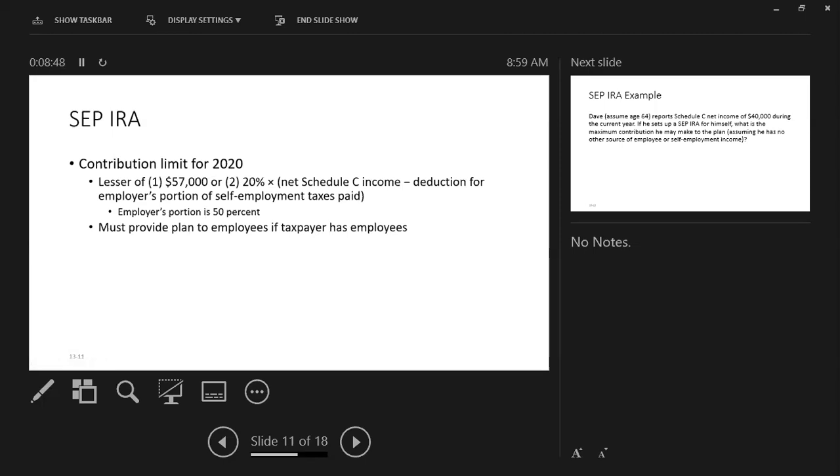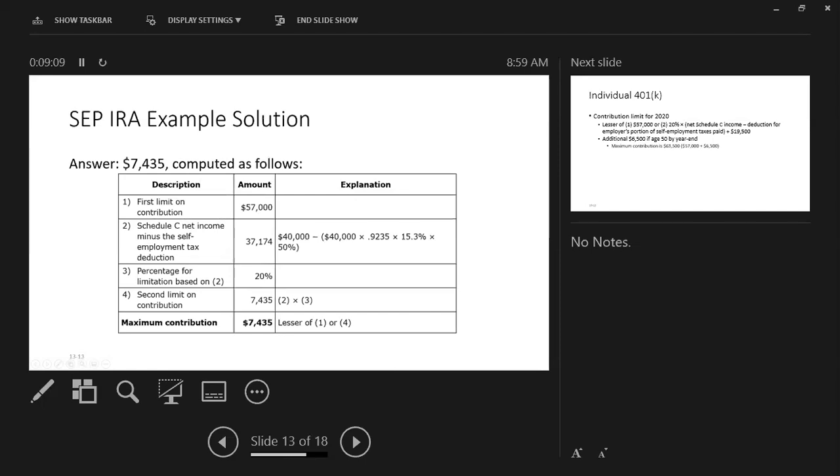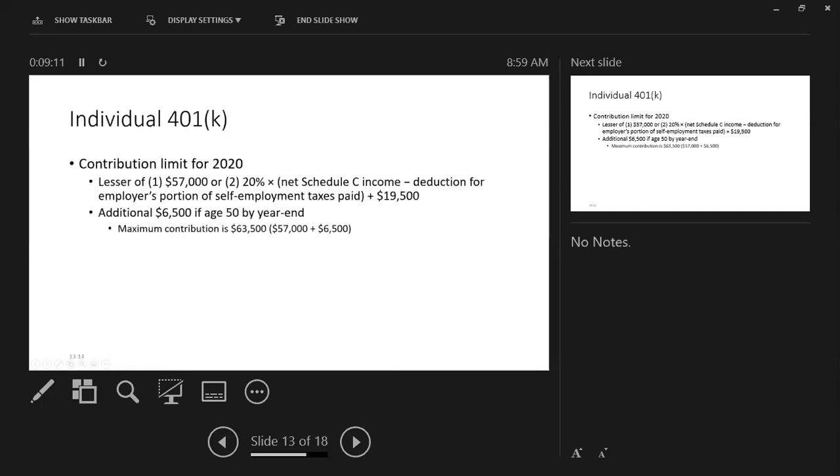Now, he may also be able to deduct that on his tax return as a deduction for AGI. Okay, so keep that in mind as well. There's Dave again. We just did that. I just went through this whole calculation.